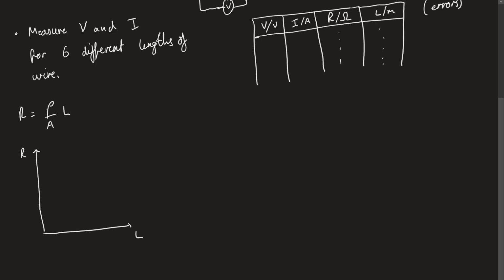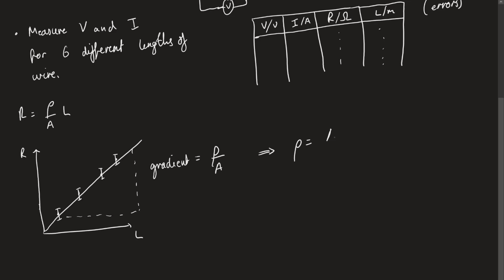Now this gradient should be a constant value, and it should definitely be positive, which means we're going to end up with, again, some values with some error bars on these values. It's going to do this. You can calculate the gradient of this, and your gradient will be equal to rho over A, and hence your resistivity will be A times the gradient. And then as soon as you do this calculation, you will find a value for your resistivity. Make sure that you calculate the errors on that value.